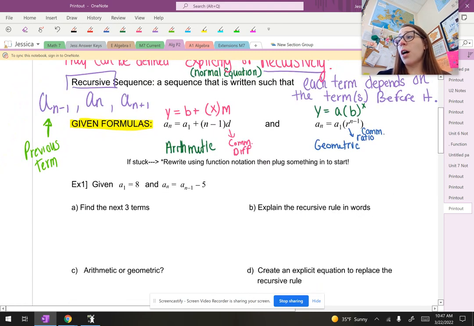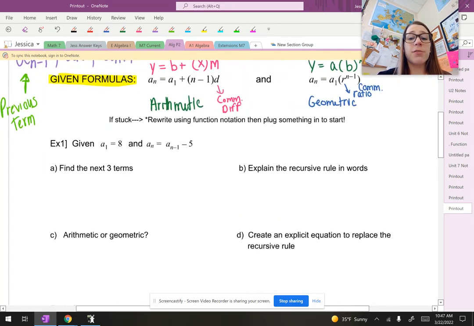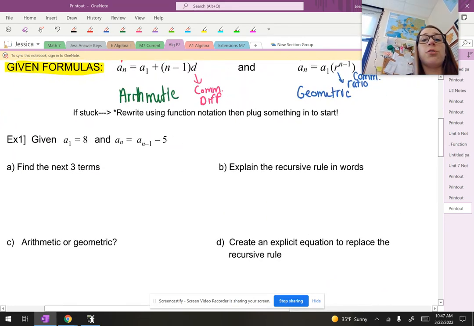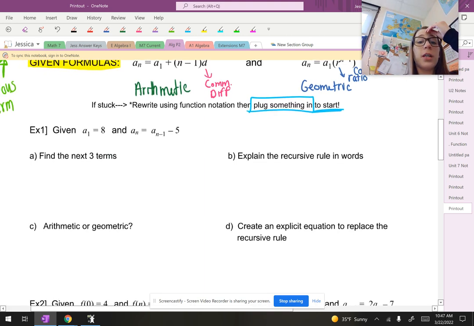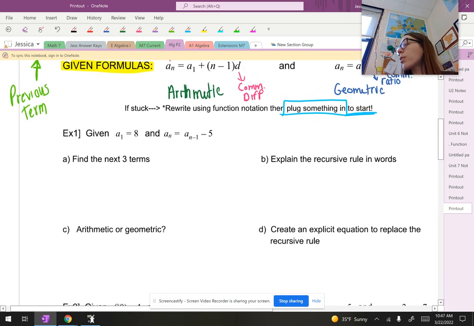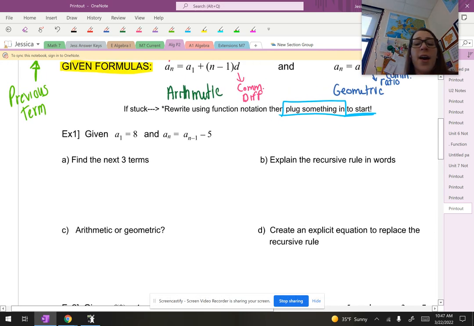All right, you're going to get stuck when you're doing this a lot. The best advice I can give you if you are stuck is you just need to plug something in to start. Sometimes just plugging something in will be enough to trigger your brain to realize, oh, I need to do this. Okay, let's jump right in.